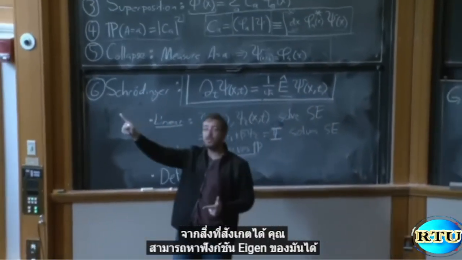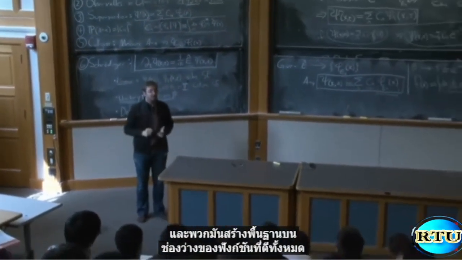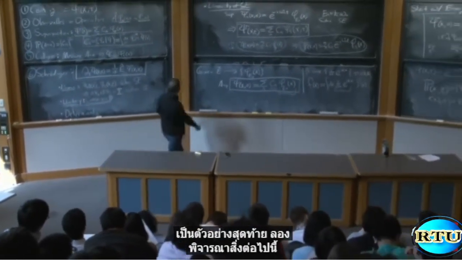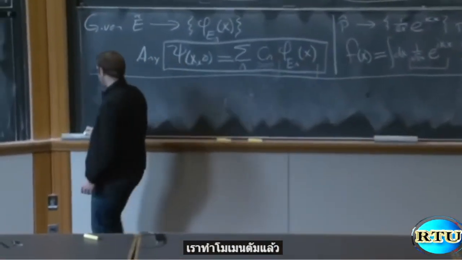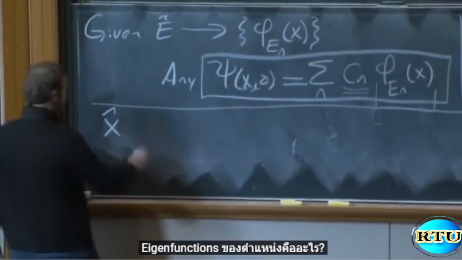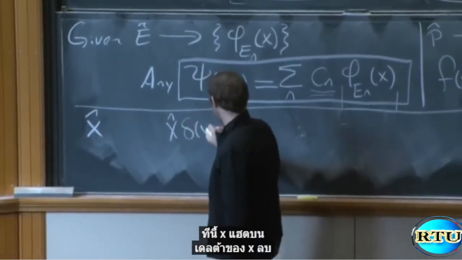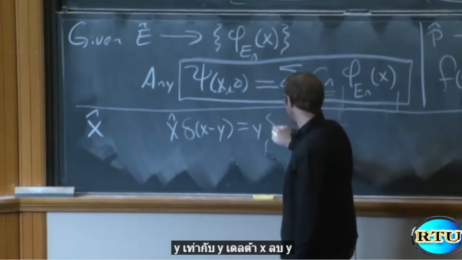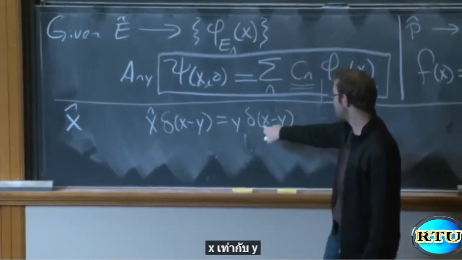Given any observable, you can find its eigenfunctions, and they form a basis on the space of all good functions, and an arbitrary function can be expanded in that basis. So as a last example, consider the following. We've done energy, we've done momentum. What's another operator we care about? What about position? What are the eigenfunctions of position? Well, x hat on delta of x minus y is equal to y delta of x minus y. So these are the states with definite value of position, x equals y.